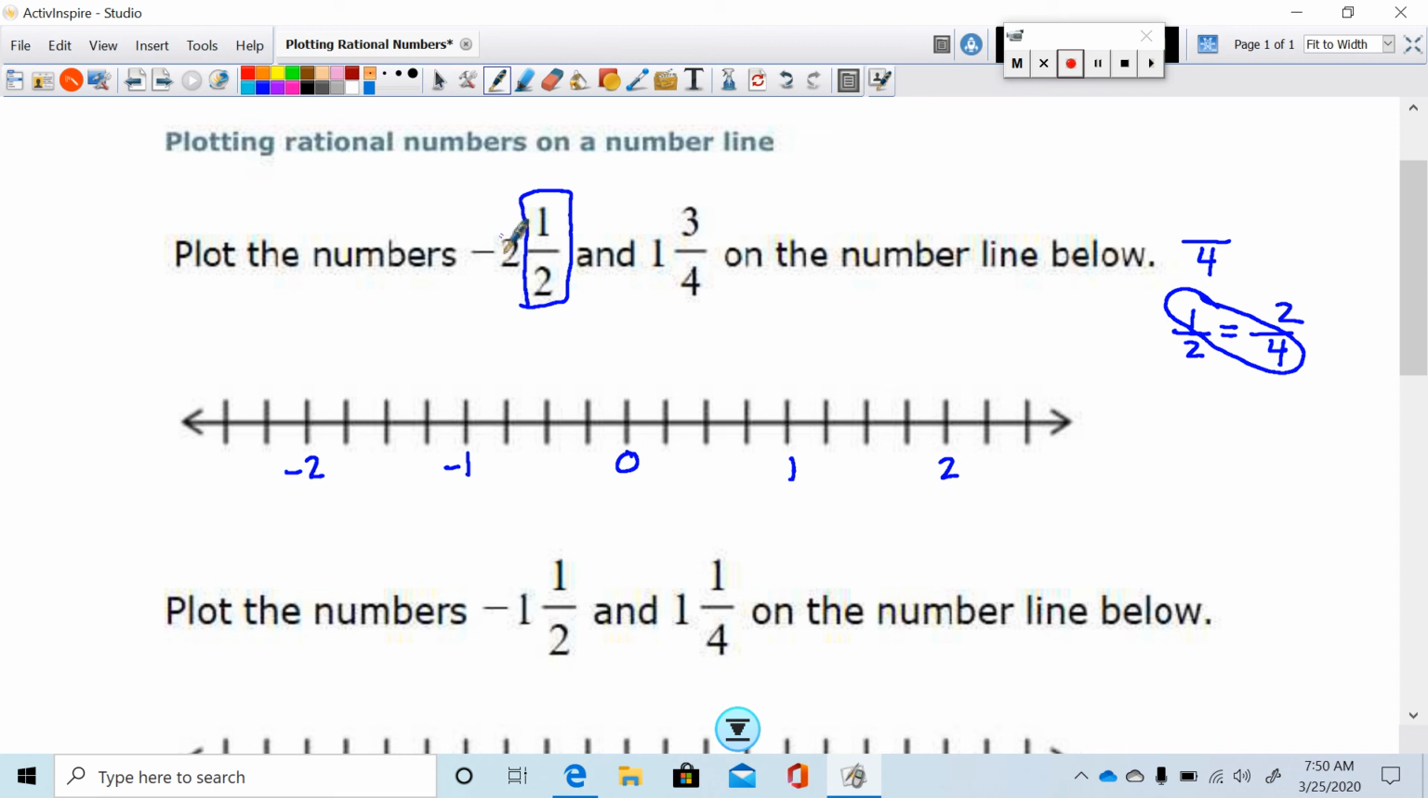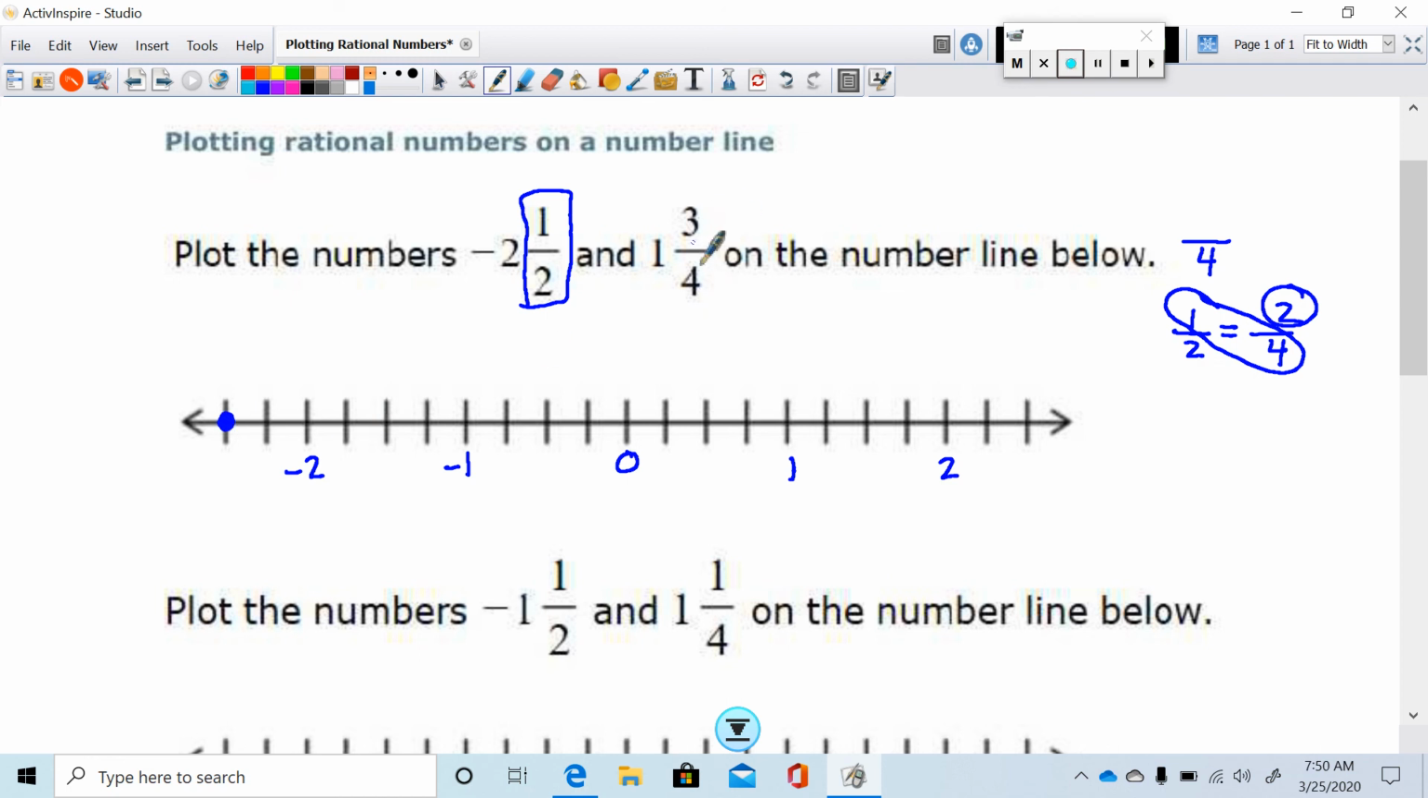Once that denominator is what you want it to be, then you look at the number out front, and that is your starting point. So we're going to start at -2, and the top number of the numerator tells you how far to move. Now normally if it were a positive number you would move to the right, but since it's negative you're going to move to the left. So I'm going to move to the left 2 lines, 1, 2, and that's the first one.